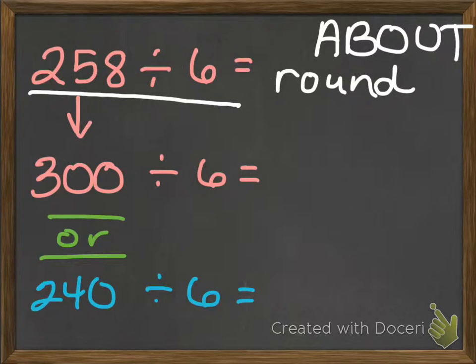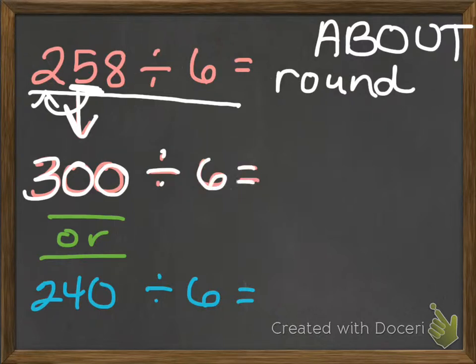Okay, so I'm going to round 258 to the nearest hundreds place. So I've got my 5 here. It's a bossy neighbor. It's going to tell the 2 to go up. Remember, 5 or above, give it a shove. So that changes 258 to 300. So now I have 300 divided by 6, which is a much easier problem. I'm going to use the same strategy I learned yesterday to divide that.